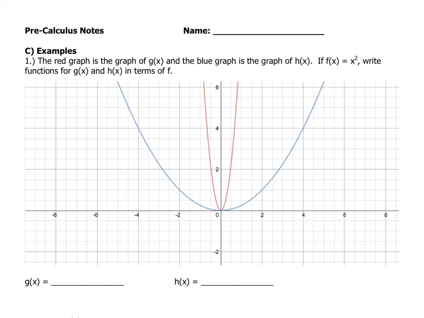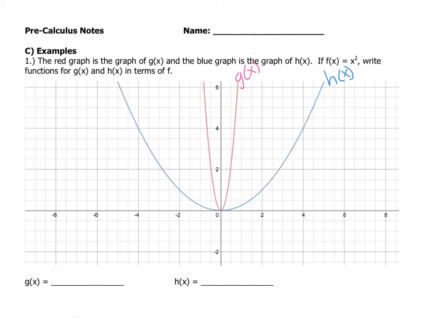All right, so if you look at this example, it says that the red graph is the graph of g of x. So let's label that. This is our g. Ooh, that would be kind of confusing if I do. Where's my eraser? I don't know how to erase, sorry. Oh, there we go. Okay, sorry about that. So this is g of x, and then the blue graph is h of x.